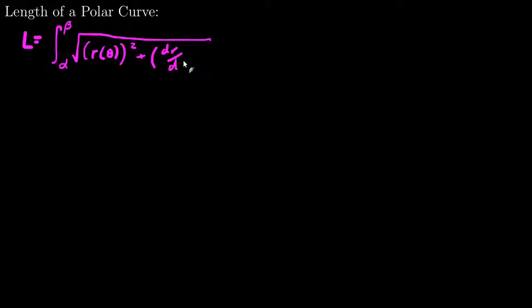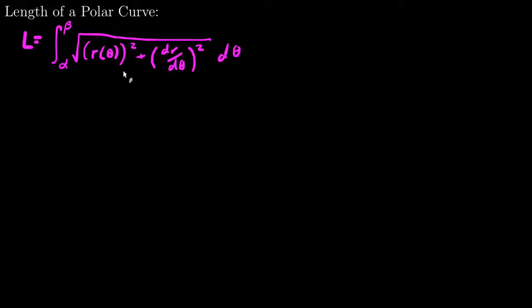The length is equal to the integral from alpha to beta, because we are going to consider two theta values, of the square root of r of theta squared plus dr d theta squared, all d theta.